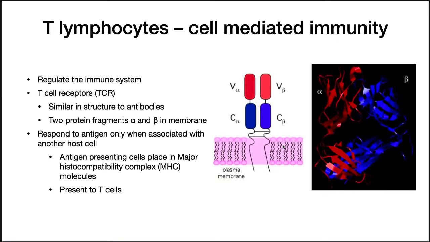However, unlike B cells that can respond to antigen directly, T cells sometimes respond to antigen only when it is in association with another host cell. The antigen-presenting cells place the antigen in a major histocompatibility complex molecule and then present it to the T cell. So let's spend some time talking about MHC molecules.